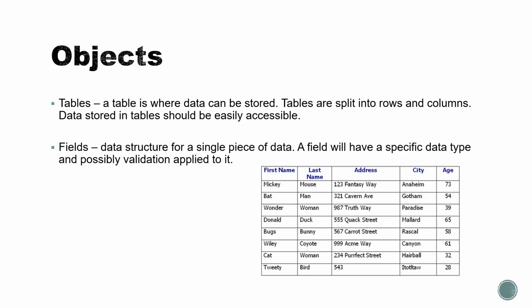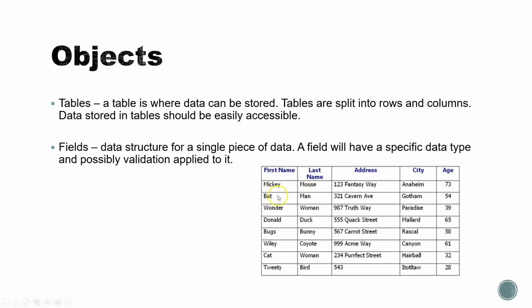So objects, and within that, tables and fields. A table is the name of basically the place where all the data is held. I'm sure a lot of you guys are familiar with tables in day-to-day life, and tables are split into rows and columns, but that's actually not the proper way to describe these items.